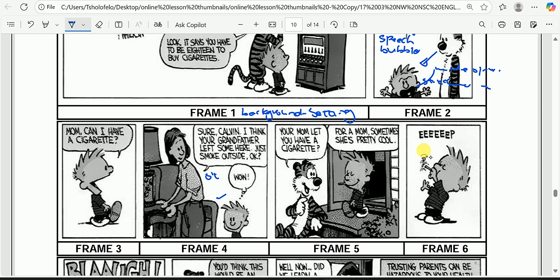And then Hobbs says, your mom let you have a cigarette? For a mom, sometimes she's pretty cool. And remember, that means that he is still young. So for him to say she's pretty cool, it means that he appreciates the fact that her mother allows him to do what? To smoke. And indeed, Calvin managed to get a cigarette in frame 6. You can see here he is puffing out. Here are the lines that show smoke coming out, and here's a cigarette.